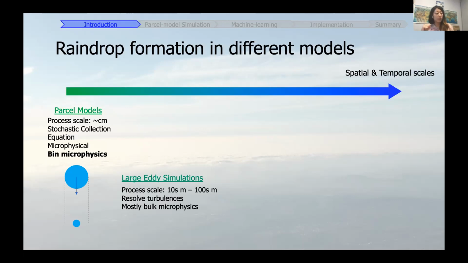distributions of cloud droplets or raindrops are represented by tens or hundreds of bins. Each bin represents a group or population of cloud droplets having the same size. And this bin microphysics can calculate how each bin interacts with the rest of the other bins, and then how the mass concentration or number concentration in each bin changes after interacting with all the other bins. So these are very sophisticated calculations and also computationally very expensive.